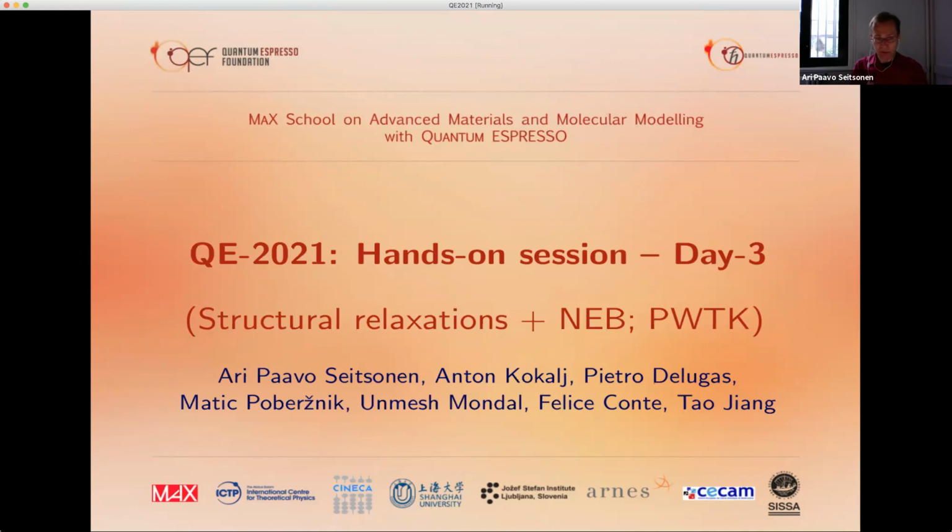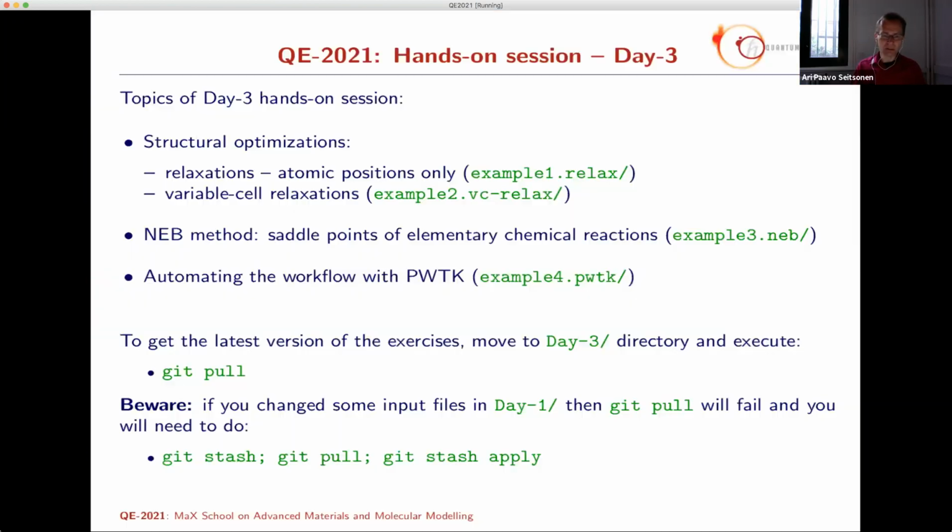The topic you have seen is about structural relaxation and the NEB, and then we will use more and more the PWTK during this session. The topics will be the structure optimization. We start with the relaxation of the atomic positions only. You will see the examples. Then we go also to the variable cell relaxation. Those will be the easy ones, and this is what, I would say, most of the time people are doing.